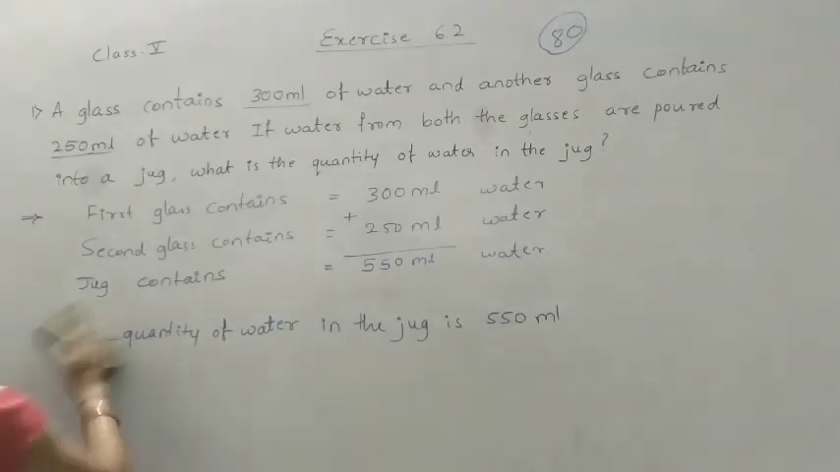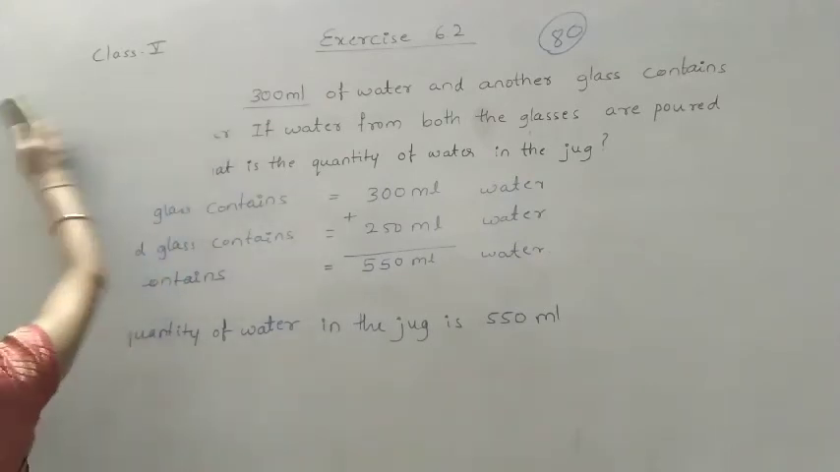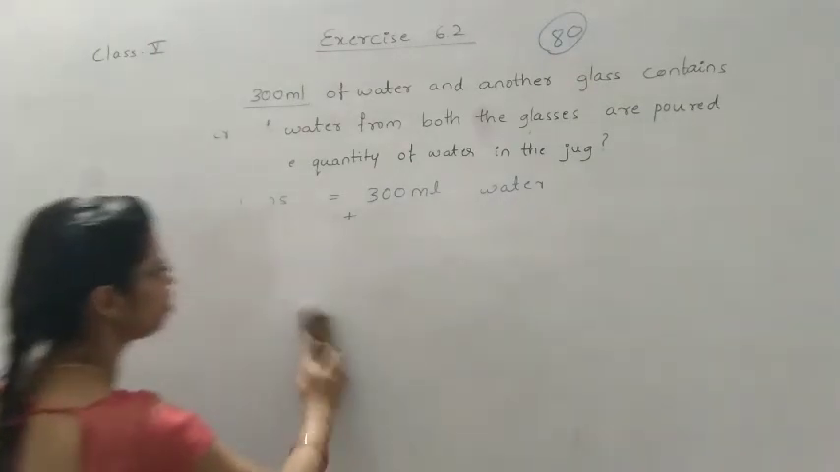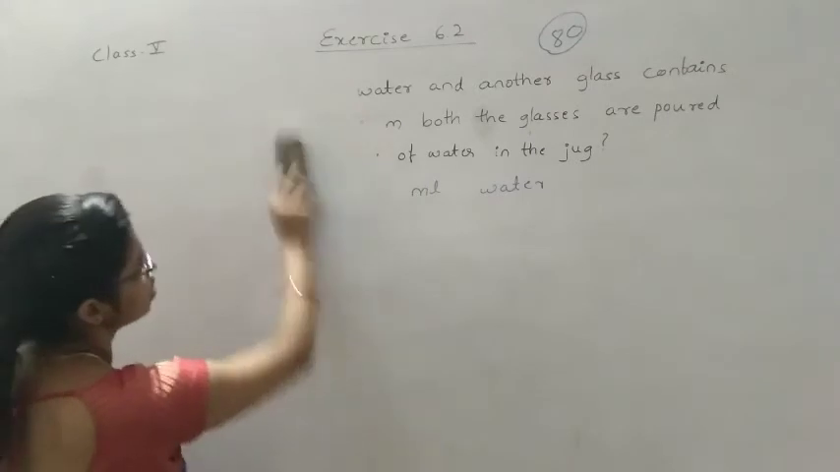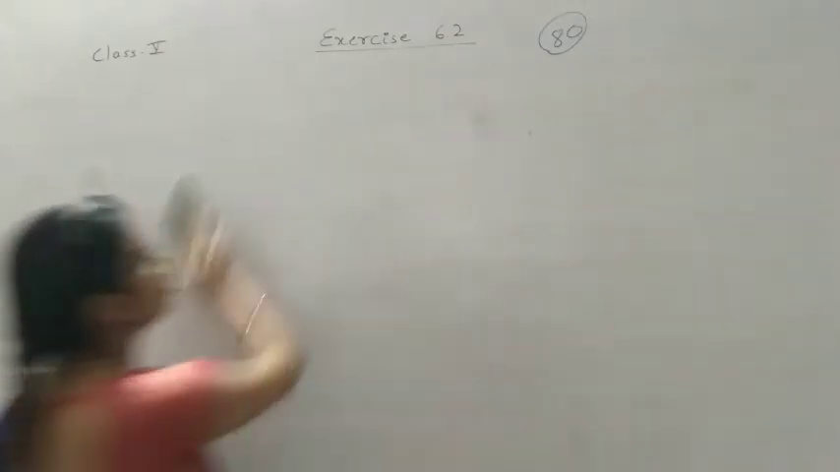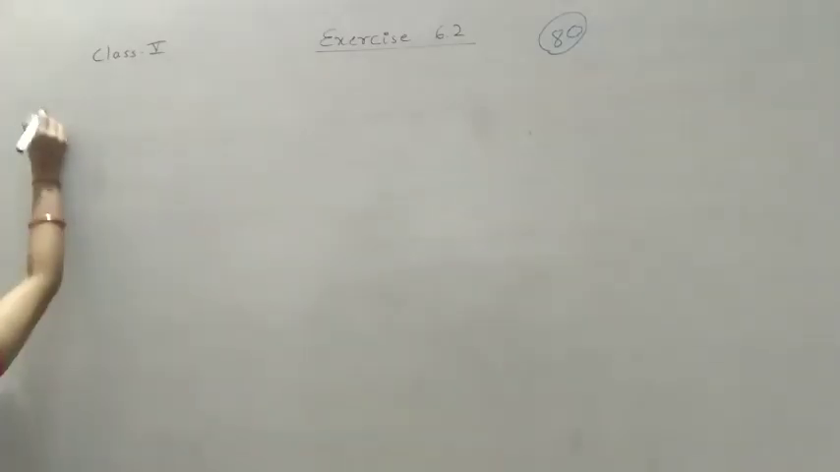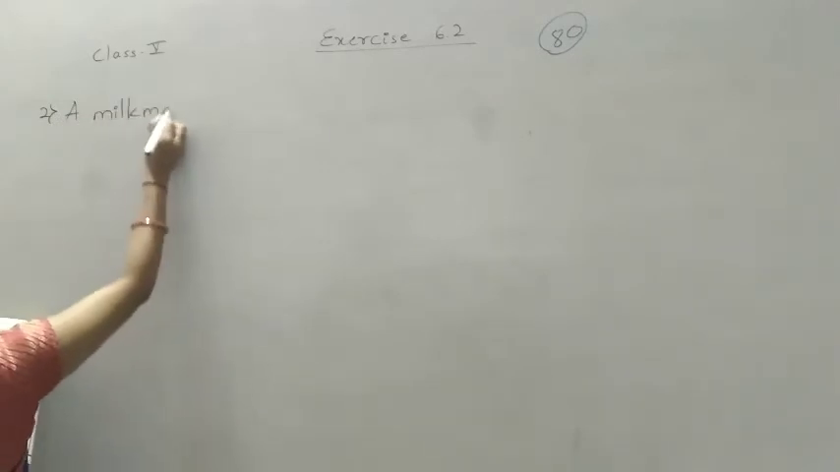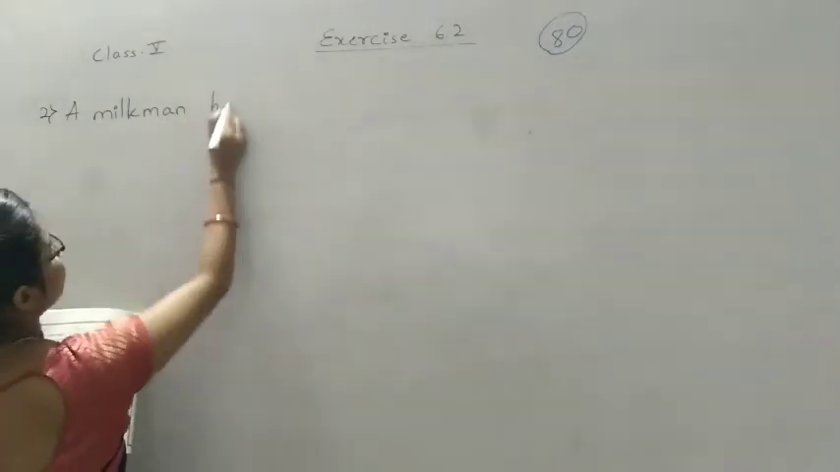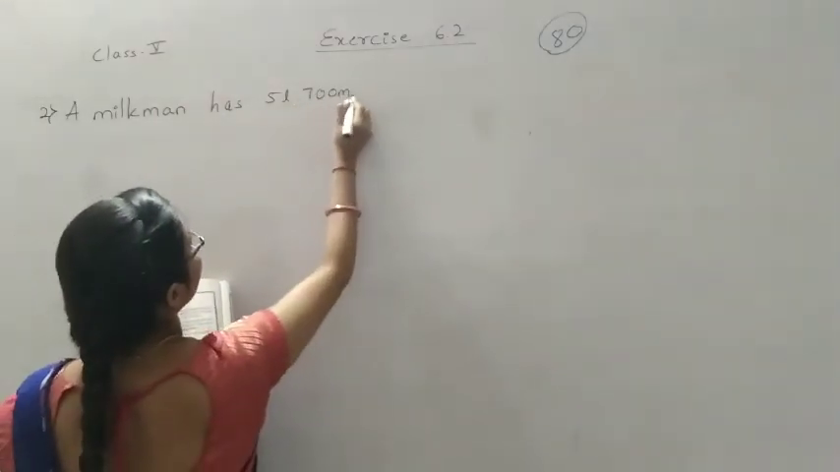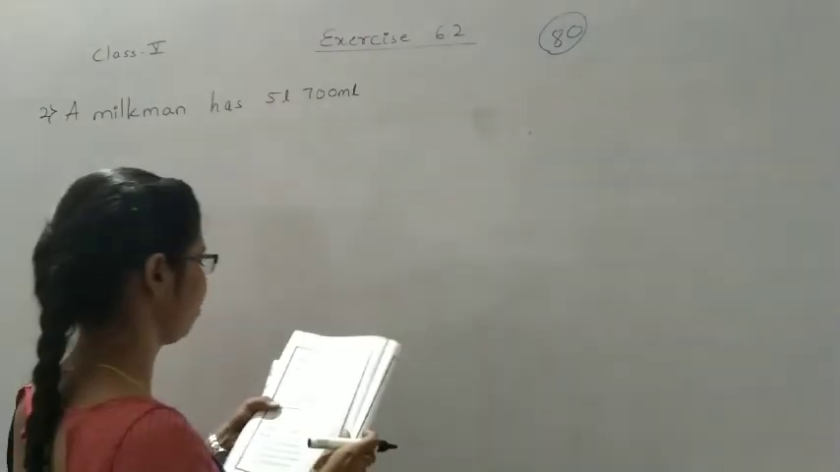Now, second question. What is the second question? First, we should understand the question carefully. Now I am writing the second question. A milkman has 5 liter 700 milliliter of milk.